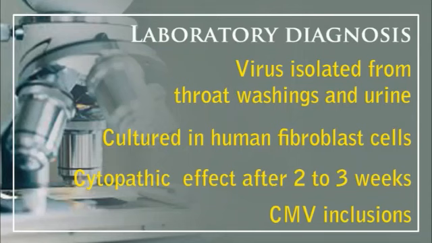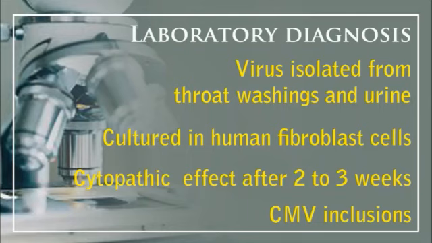Now coming to the lab diagnosis of the disease. CMV produces characteristic perinuclear cytoplasmic inclusions in addition to the usual intranuclear inclusions seen in other herpes viruses. This is known as owl's eye appearance. This virus can be isolated from throat washings and urine by culturing in human fibroblasts, which are the ideal cells. Cytopathic effect is seen after 2 to 3 weeks of incubation. Typical inclusion bodies are seen. There may be multinucleated giant cells and enlargement of infected host cells.